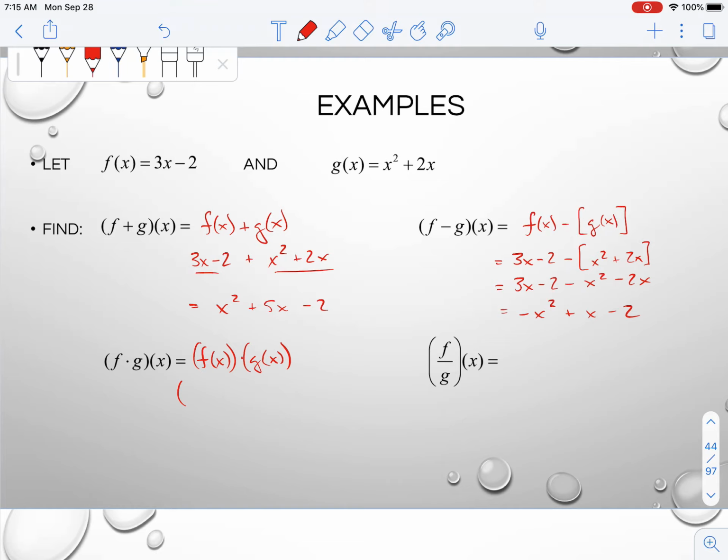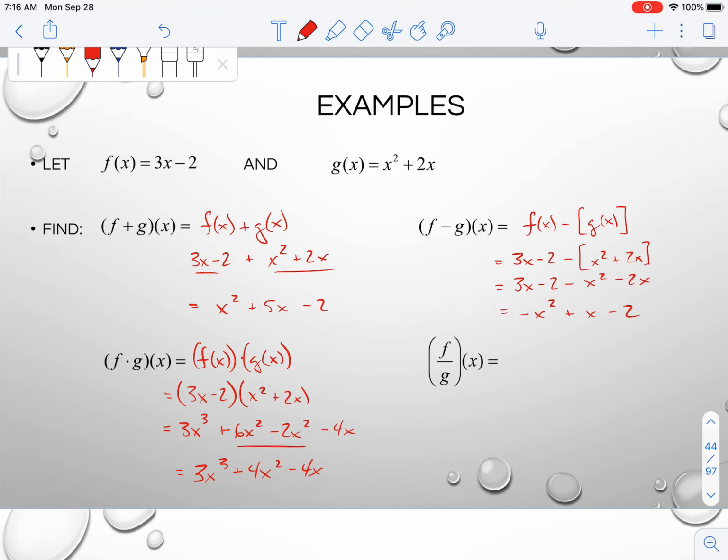Right? So here we're going to have 3x minus 2 times x squared plus 2x. When I distribute, I'm going to have 3x cubed plus 6x squared minus 2x squared minus 4x. Combine like terms, we're going to have 3x cubed plus 4x squared minus 4x. This is f times g of x.